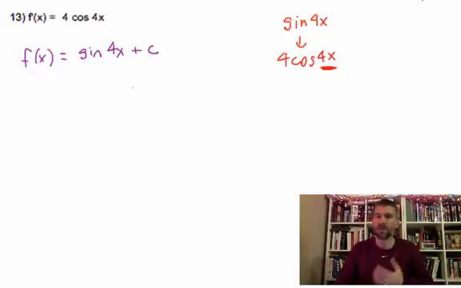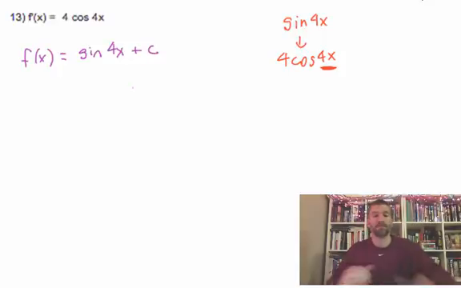So again, you got to ask yourself, what has to happen? What do I need to multiply by? What do I need to take the derivative of to get sine or cosine or secant squared or whatever? And then you work backwards from that.